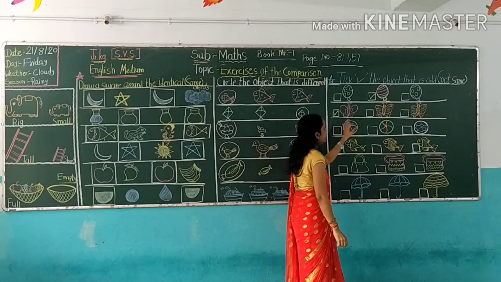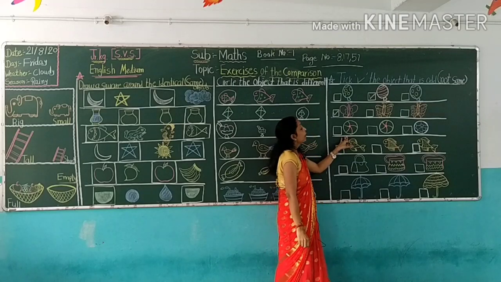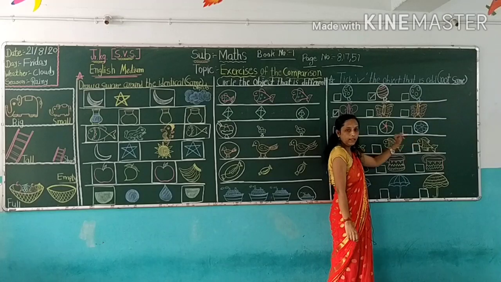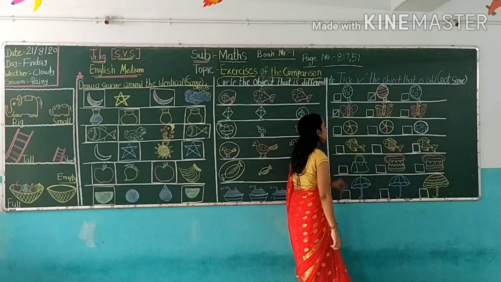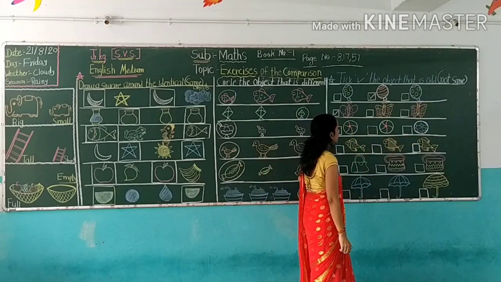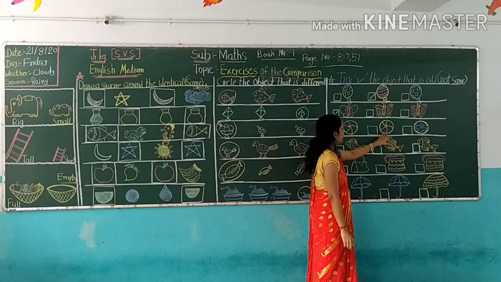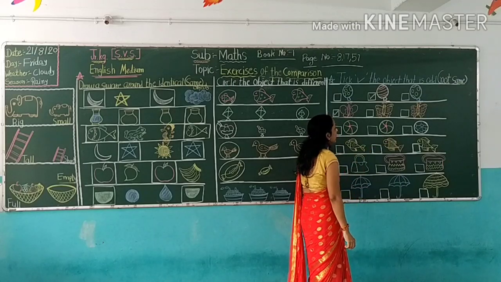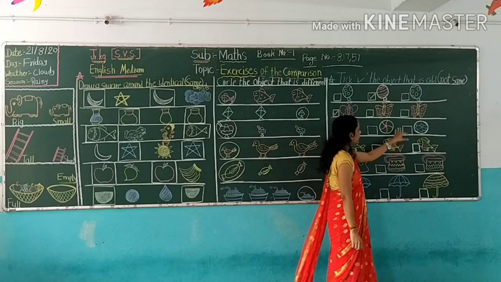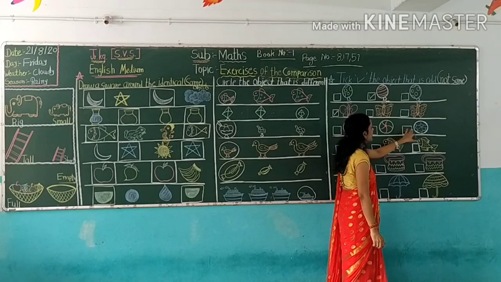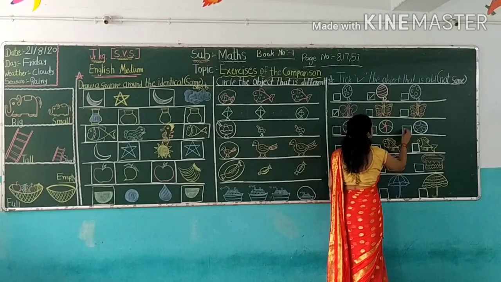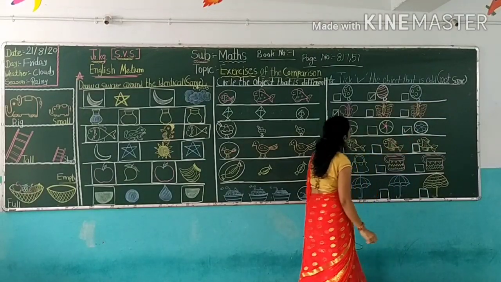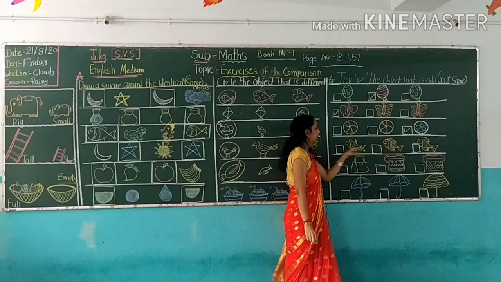And what are these? Tell me. Balls. How many balls? 1, 2 and 3. So student, which ball is different? Which ball is odd? This? No. This? No. These both are same. So student, which ball is odd? This. Yes. This ball is not same. So tick the right here. This ball is odd.